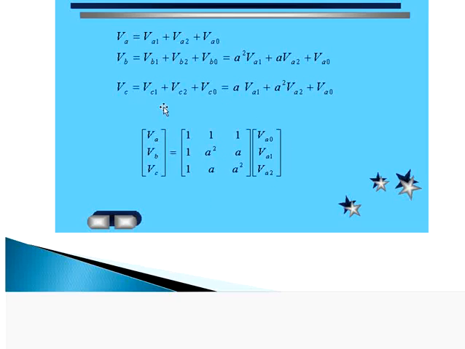Now VA, VB, VC are your left hand side, so I put that in a matrix form. VA0 here I have rewritten as VA0 plus VA1 plus VA2. Similarly VB0 plus VB1 plus VB2, and VC0, VC1, VC2. So 1, 1, 1 I have taken common because I took VA0, VA1, VA2 as common. Now what is my VB1 here? A square VA1. So it is 1.